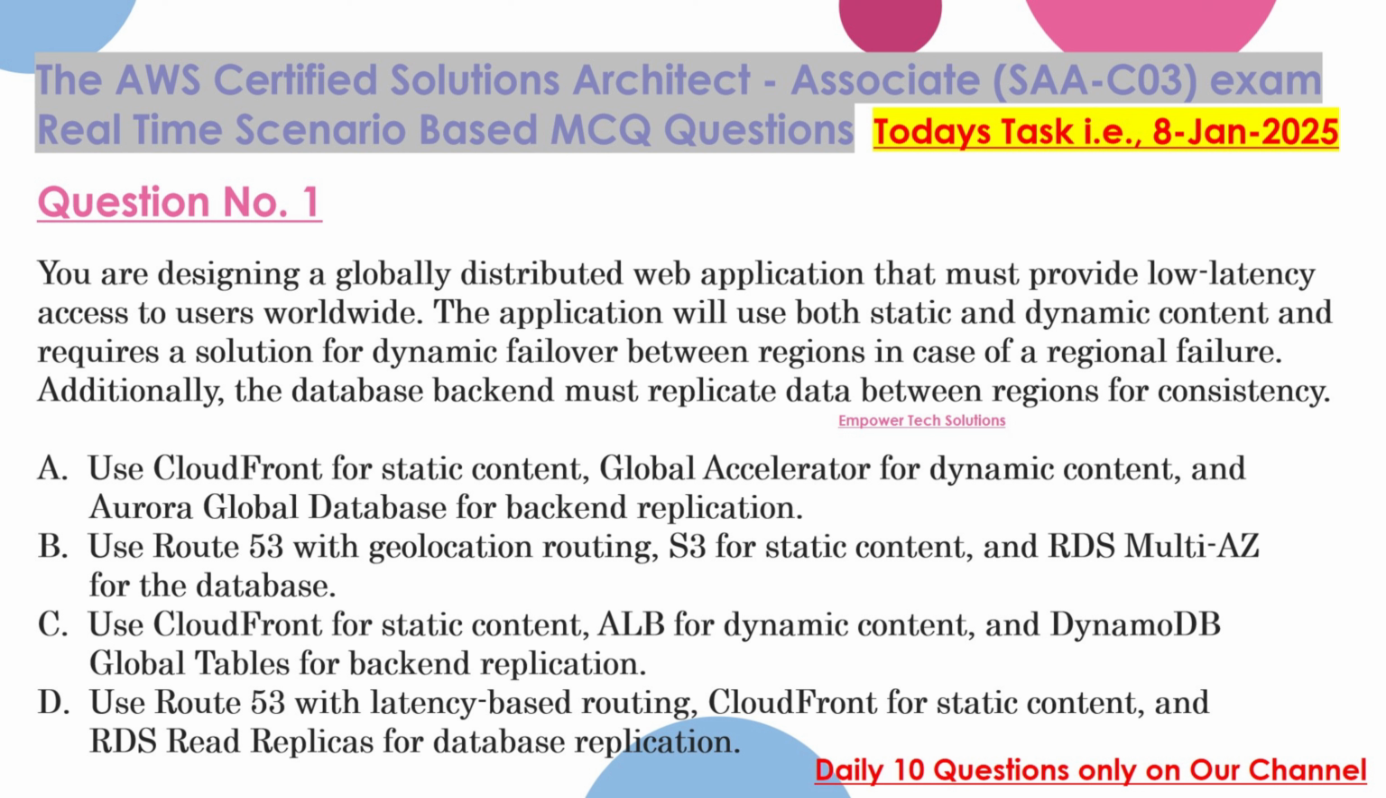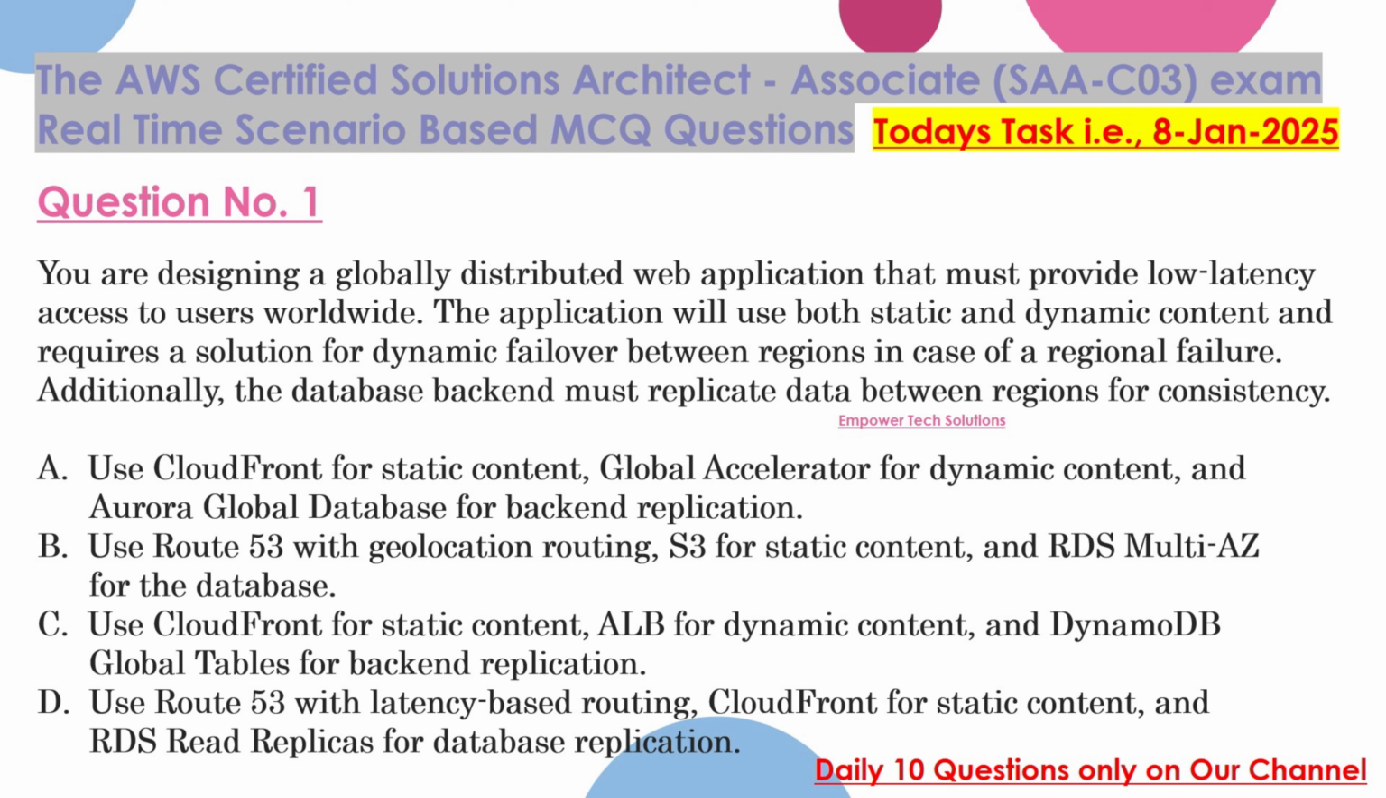A. Use CloudFront for static content, Global Accelerator for dynamic content, and Aurora Global Database for backend replication. B. Use Route 53 with geolocation routing, S3 for static content, and RDS multi-AZ for the database.